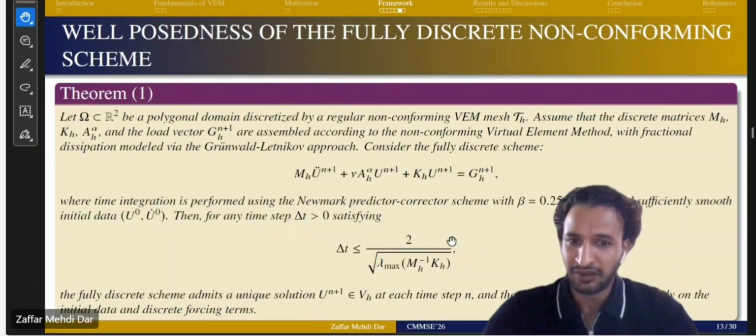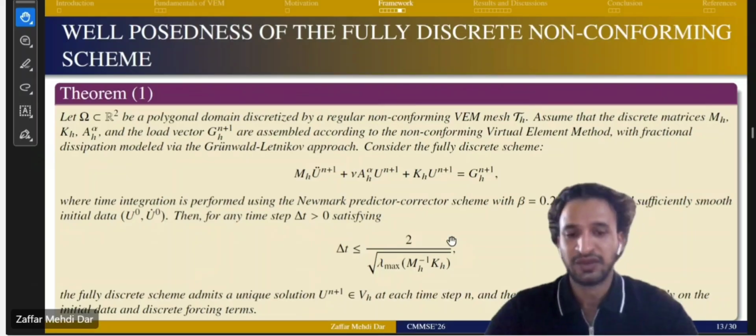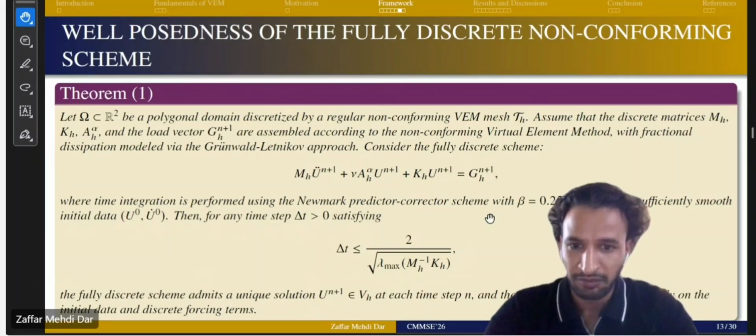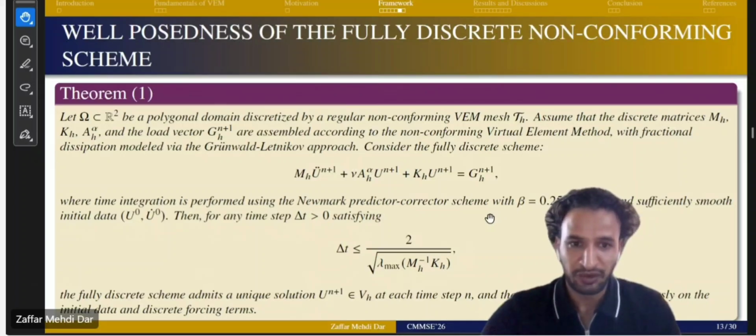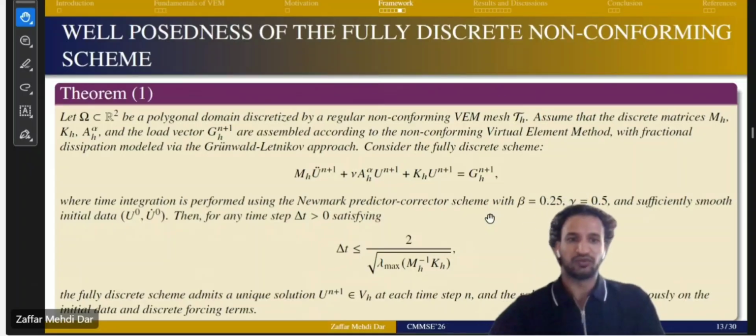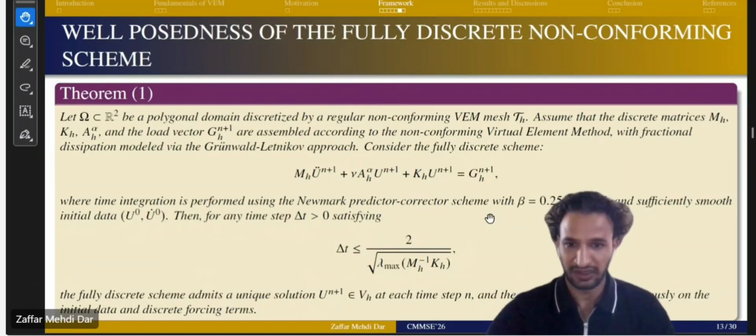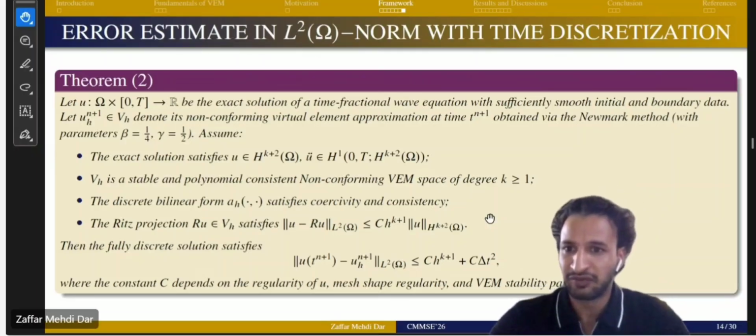Now theorem 1 explains the well-posedness of the fully discrete scheme that we have formed. We have a bound over a time step size delta t given by the second equation in this particular statement. And by choosing a particular set of Newmark predictor parameters like beta equals 0.2 and gamma equals 0.5, we are going to get a second order convergence for the Newmark predictor, which is well established, that the Newmark predictor corrector scheme is second order convergent with these Newmark parameters.